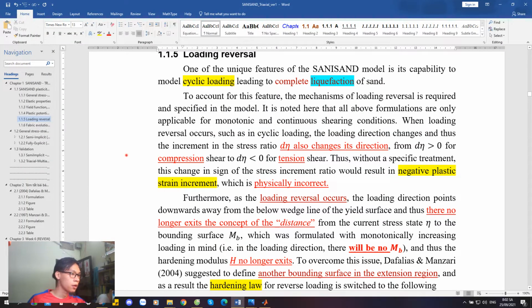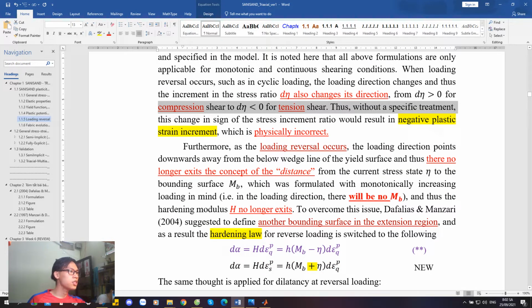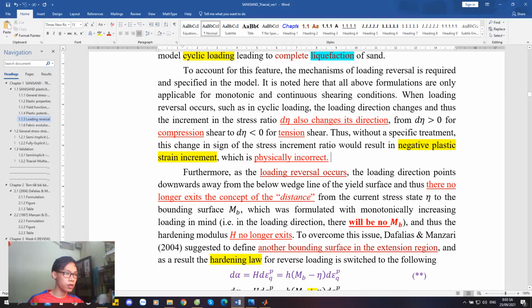I continue. The specific treatment: this change in sign of the stress increment rate would result in a negative plastic strain increment. That is physically incorrect, so we have to focus on it. This means the epsilon p. So when we unload, with loading reversal, it makes us have a negative plastic strain increment. I just explained that from the beginning of the video.